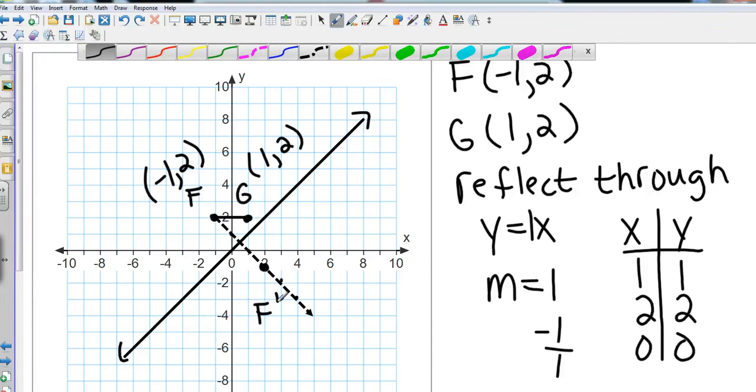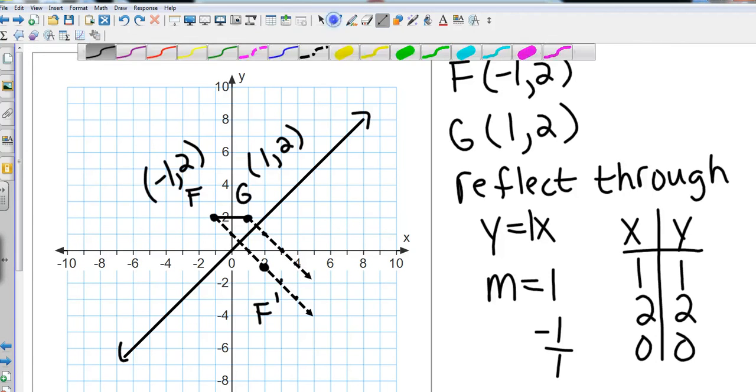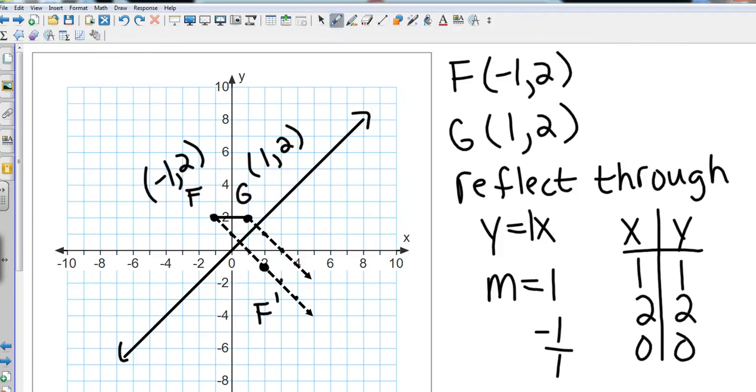Now I look at G, and I also want to draw a perpendicular with it using the exact same negative 1 slope. So I go down 1 to the right 1, down 1 to the right 1. So it is going this direction. I think we can pretty much see where that's going to go. It goes down half a space over half a space. So if I go down half a space over half a space, I'm right here, and that's my G prime.